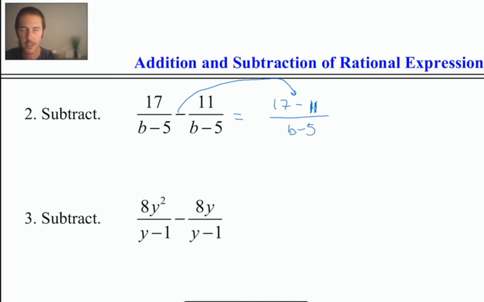I didn't subtract the b minus 5s. I didn't subtract the denominators. I only subtracted the numerators. We could get into a longer conversation about why that is, but we're not going to do that. Just know that the denominator needs to be hanging around b minus 5, and we'll do the arithmetic in the numerator to give us 6 over b minus 5.